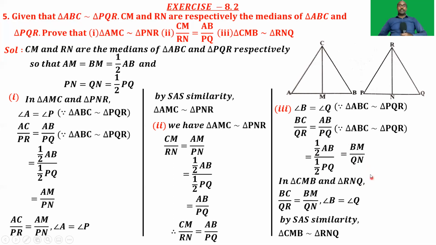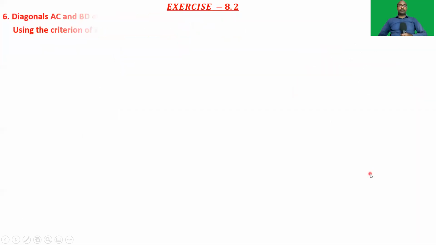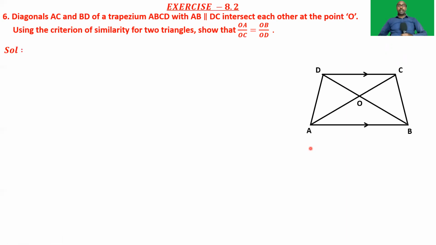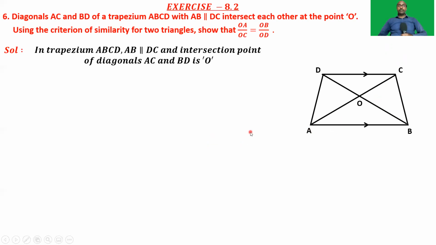Okay. Now take the sixth one. Diagonals AC and BD of a trapezium ABCD with AB parallel to DC intersect each other at the point O. Using the criterion of similarity for two triangles, show that OA by OC is equal to OB by OD. So take the trapezium ABCD in which AB is parallel to DC and the diagonals are intersecting at O.